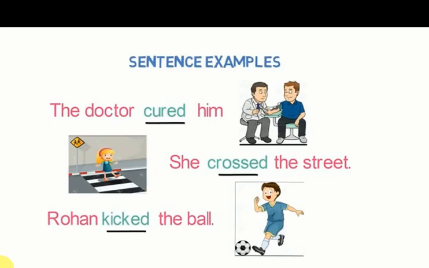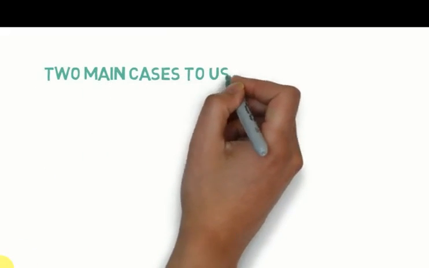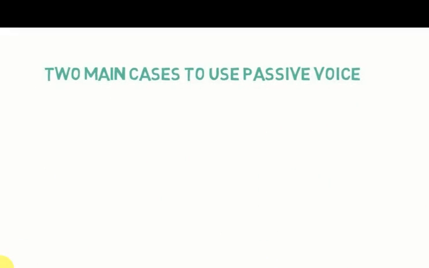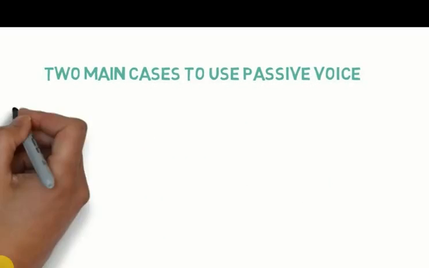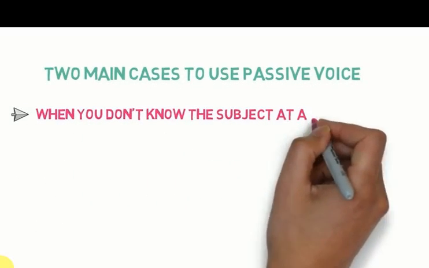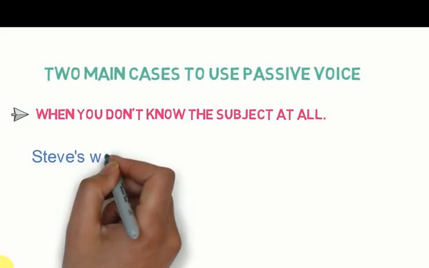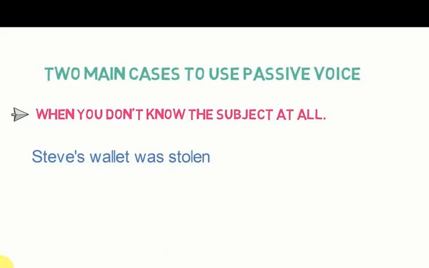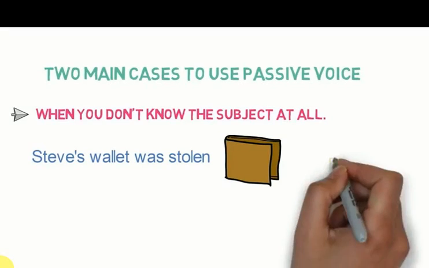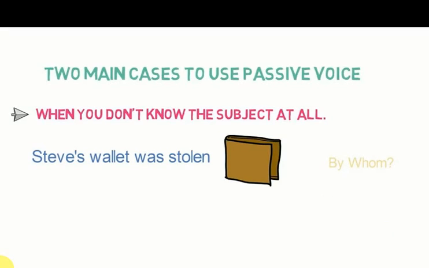Okay. So now for passive voice, there are two main cases to use passive voice in sentences. First case, when you don't know the subject at all. We shall discuss with an example. Steve's wallet was stolen. So here wallet is the object which was stolen, but we don't know by whom it was stolen. So here we don't know the subject, so we have used passive voice. Okay. So when we don't know the subject at all, we can use passive voice.